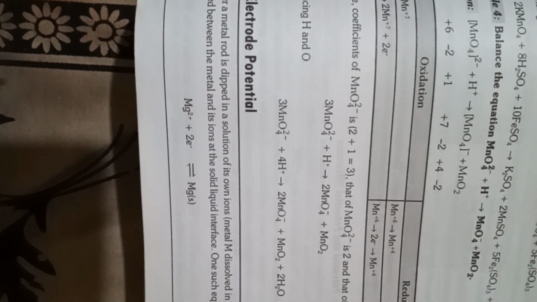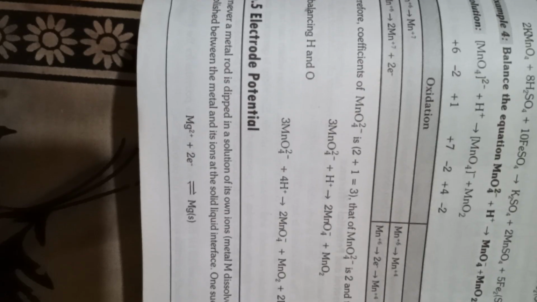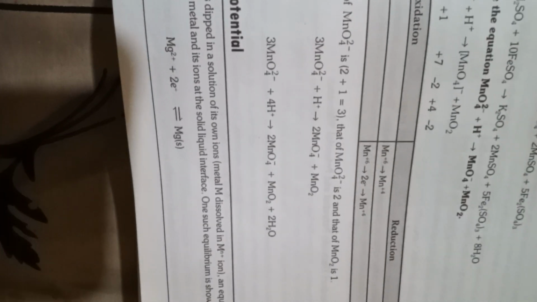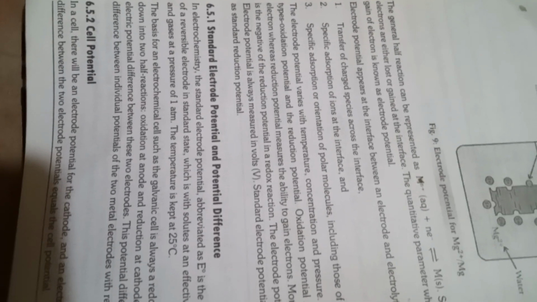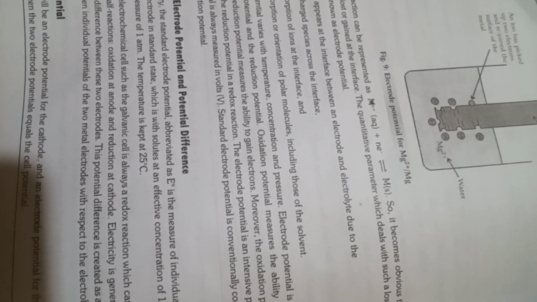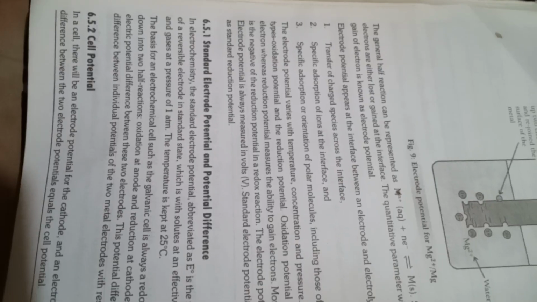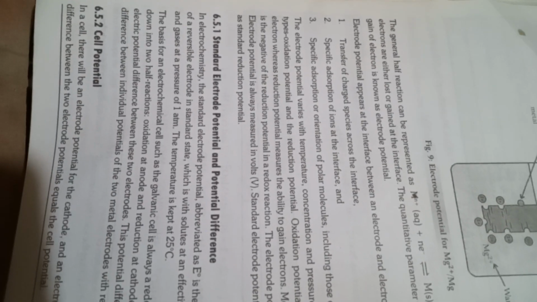Today we are going to study electrode potential. Whenever a metal rod is dipped in a solution of its own ion, an equilibrium is established between the metal and its ion at the solid-liquid interface. One such equilibrium is shown with M^n+. The half reaction can be represented as M^n+ + ne- ⇌ M. It becomes obvious that electrons are either lost or gained at the interface.